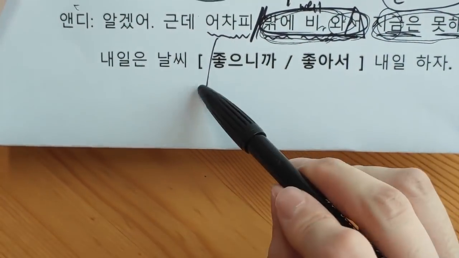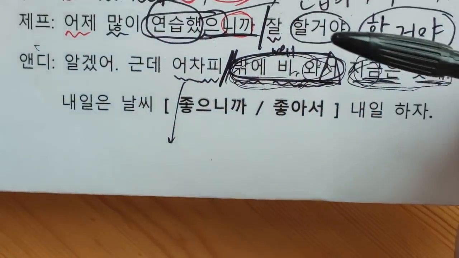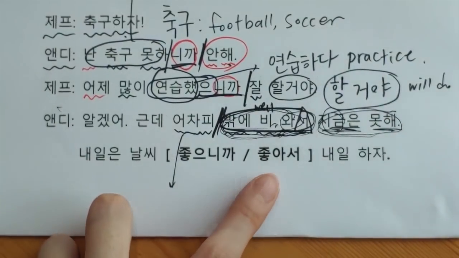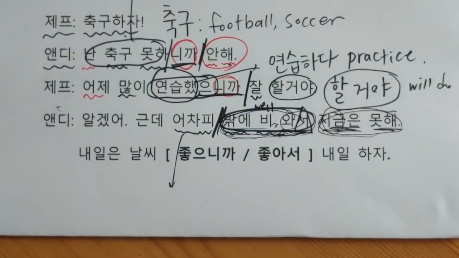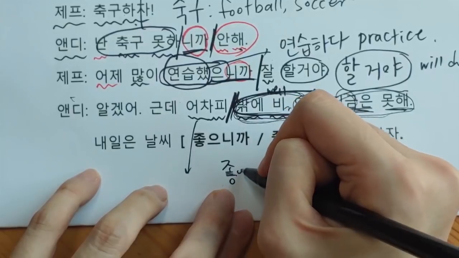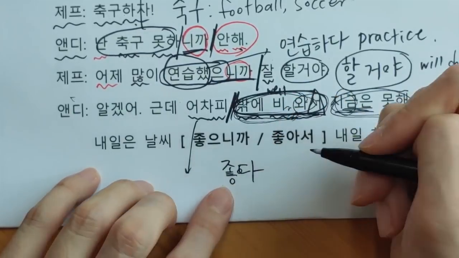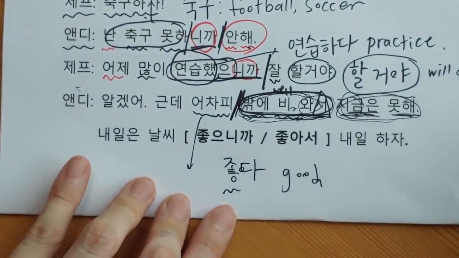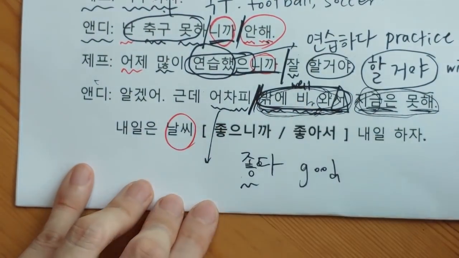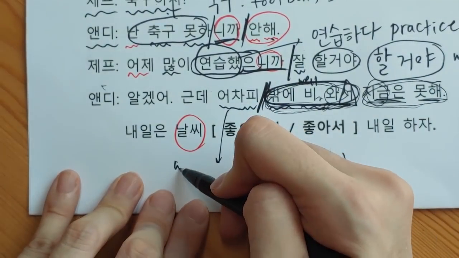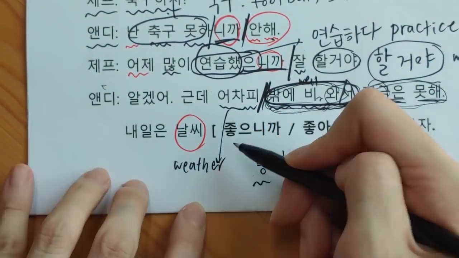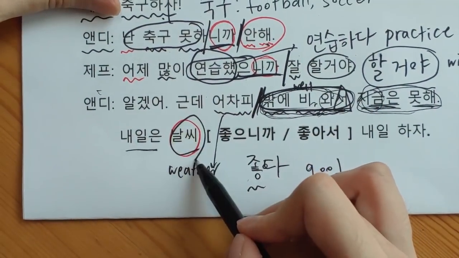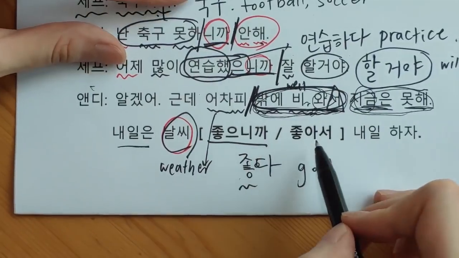And how about this one? Can you try to choose which one is correct in this sentence? 좋으니까 or 좋아서? We know where 좋 comes from, right? It comes from 좋다, which means to be good. And 날씨 means weather. So 내일은, as for tomorrow, weather 좋으니까 or 좋아서?